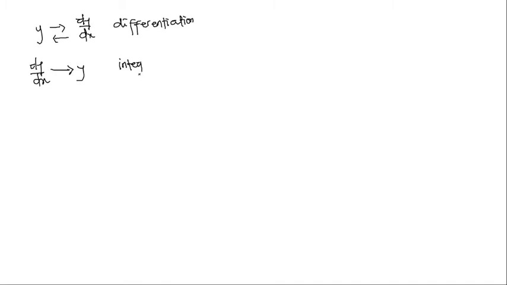Now, assuming we have the function y, and we are able to convert this function to dy dx, we call this differentiation. That is, we differentiate the function with respect to x. Now, what happens if you want to go the reverse way? That is, we want to convert dy dx to the function y. We call this integration. So simply put, integration is the reverse of differentiation.